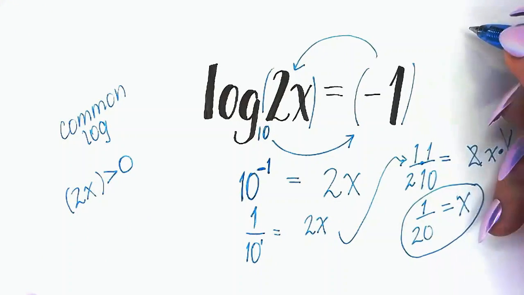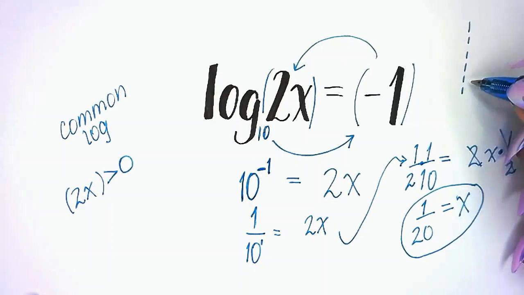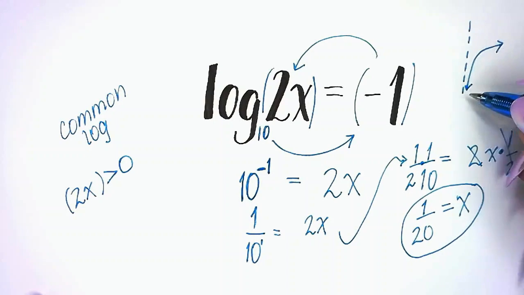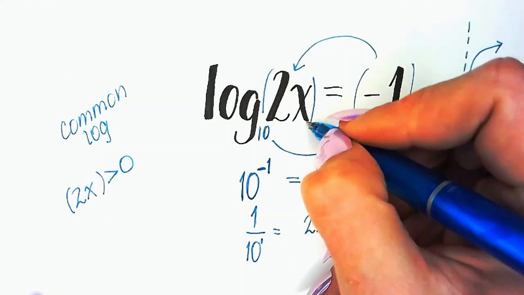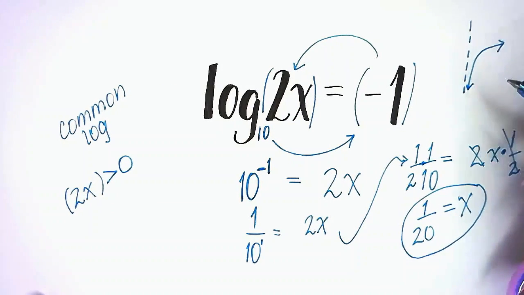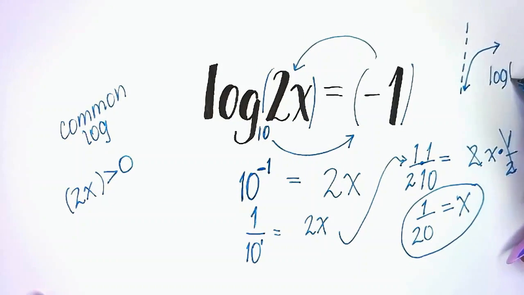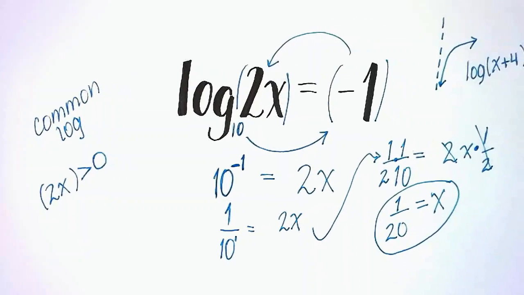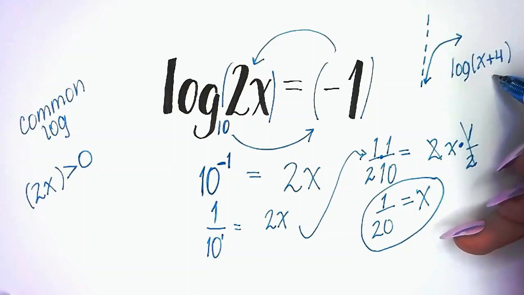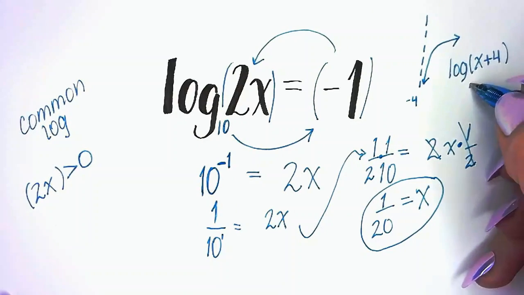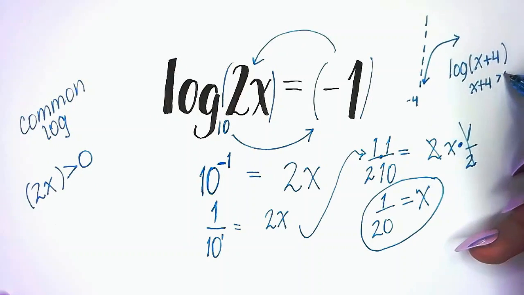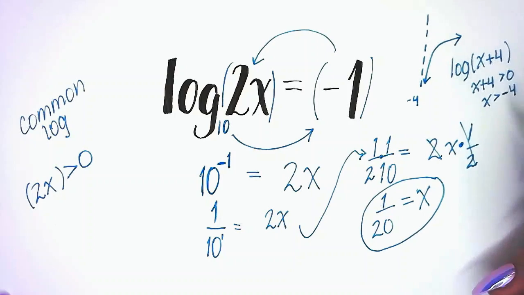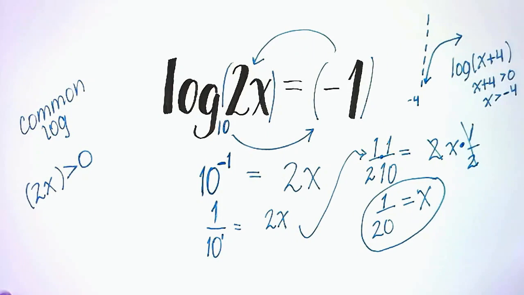If you think about the graph of log, x is always greater than 0. Really, whatever you're taking the log of is always greater than 0. If my log was something like log x plus 4, that would have moved the graph left 4. That would be at negative 4. So x plus 4 has to be greater than 0, which means x has to be greater than negative 4. And again, it still makes sense.